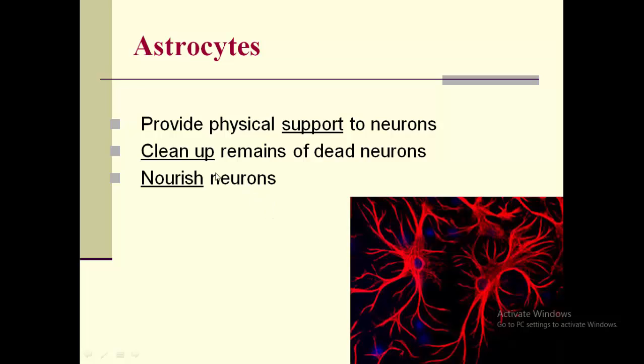هما كمان اللي بيعملوا cleaning up للremains بتاعت بقايا الخلايا الميتة أو dead neurons and they nourish the neurons. احنا بنقول إن الخلايا العصبية خلايا شديدة الرقي والأرستقراطية ومحتاجة حد يخدمها. Whatever serves this function are the astrocytes. They support, they clean up and they nourish بمعنى they feed the neurons.